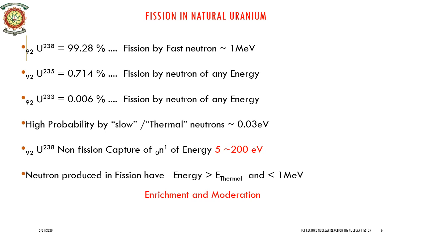Thus, the chain reaction cannot be sustained in natural uranium. However, if we increase the proportion of U-235 in the sample and at the same time reduce the energy of the neutrons that are emitted as fission products to thermal energies, then fission can be sustained in natural uranium. This is achieved by a process known as enrichment, that is, increasing the proportion of U-235, as well as moderation, that is, slowing down the neutrons to thermal energies.